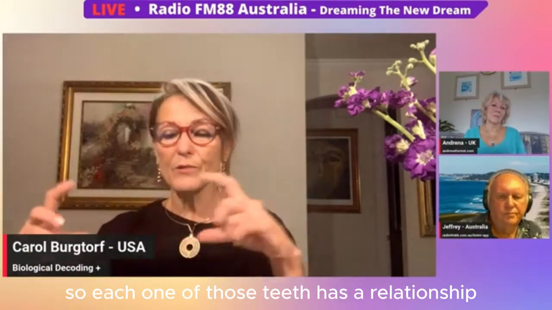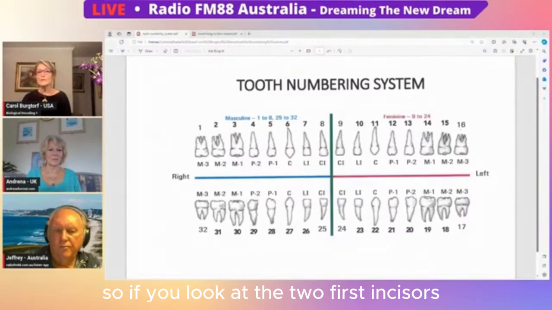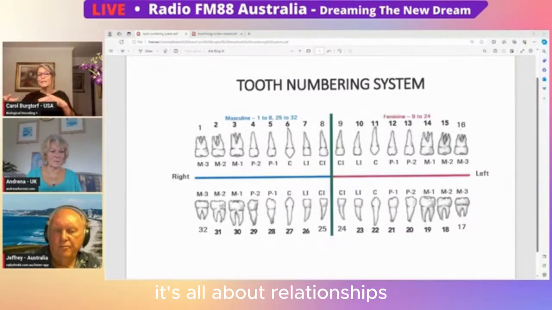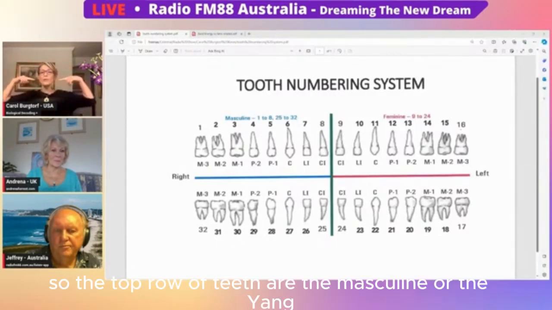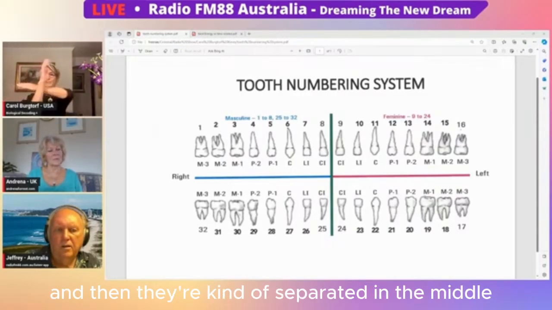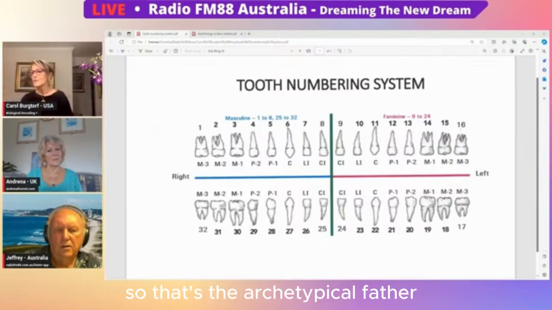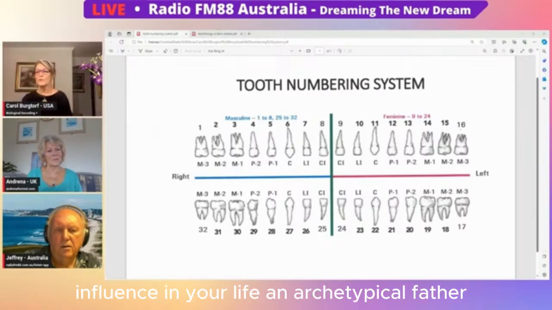So each one of those teeth has a relationship, or a development, according to how the teeth come in. And those are the relationships we have as we get older. So if you look at the two first incisors, the mother and the father, by the way, it's all about relationships. The top row of teeth are the masculine or the yang. The lower row of teeth are the feminine. And then they're kind of separated in the middle. So on the upper right, that's masculine. So that's the archetypical father influence in your life.